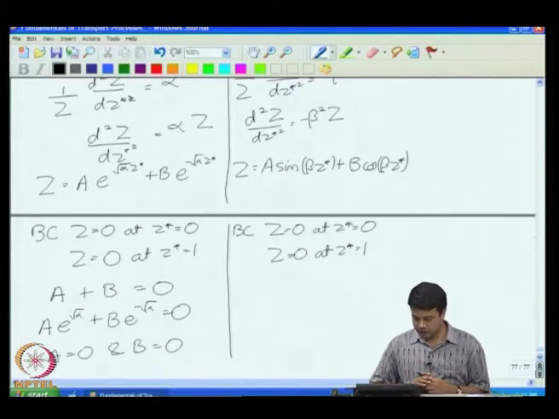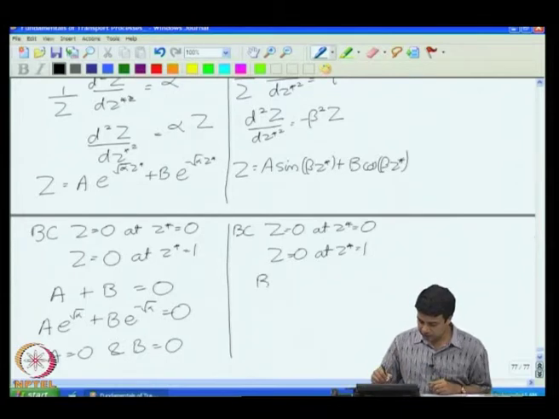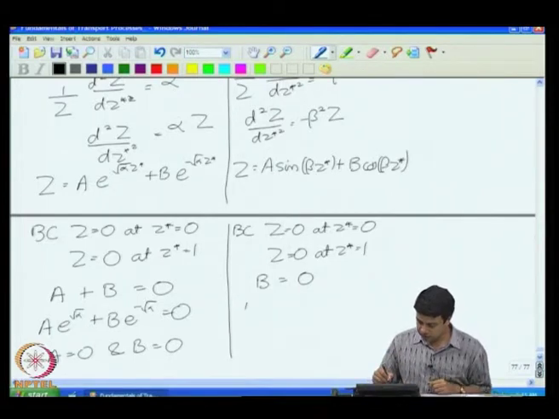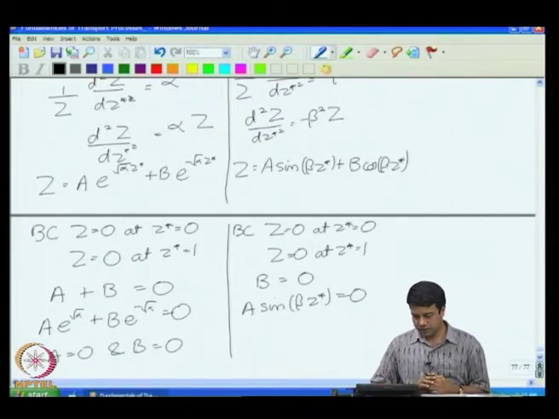Z is equal to 0 at z star is equal to 0, sine is 0 anyway. So, I require that b is equal to 0 from the first condition, because at z star is equal to 0, sine of 0 is 0, cos of 0 is 1. So, therefore, b has to be equal to 0. At z star is equal to 1, since b is already equal to 0, I require that a sine of beta z star has got to be equal to 0. One option is, of course, that a is equal to 0, in which case I do not get any non-trivial solutions. Once again, I get just the trivial solution.